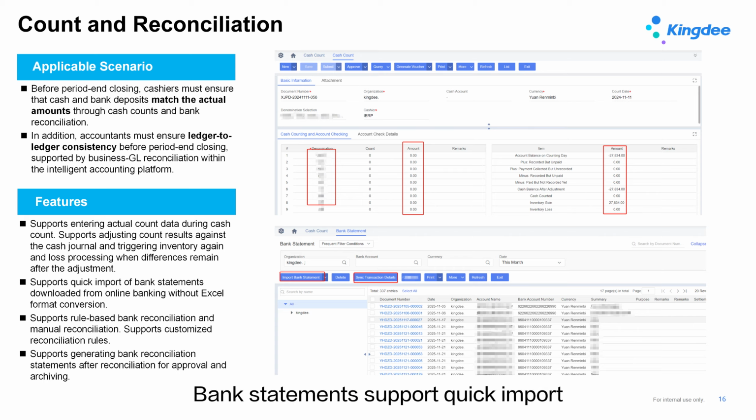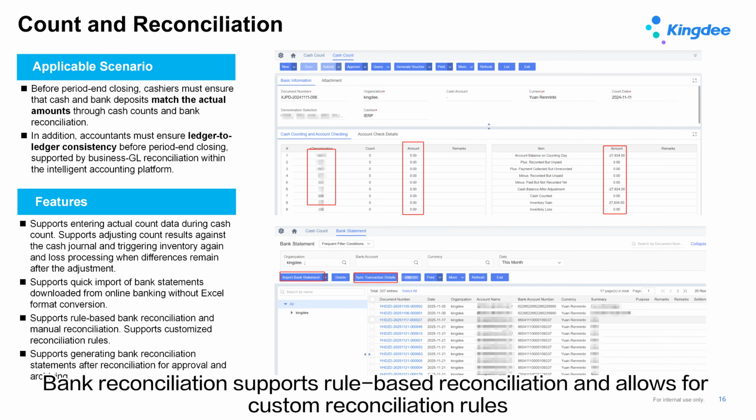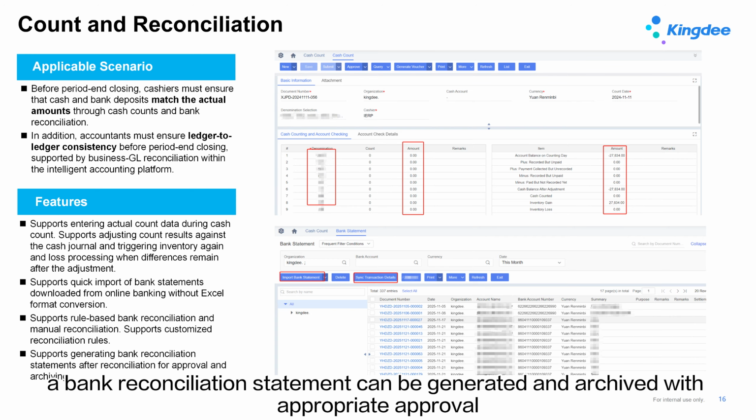Bank statements support quick import. No Excel format conversion is needed after downloading from Enterprise Online Banking. Bank reconciliation supports rule-based reconciliation and allows for custom reconciliation rules. After reconciliation, a bank reconciliation statement can be generated and archived with appropriate approval.